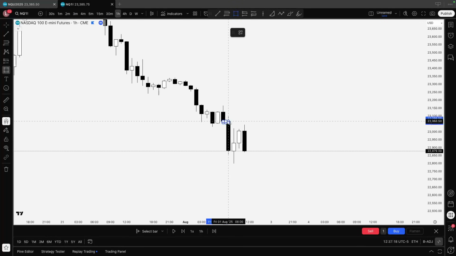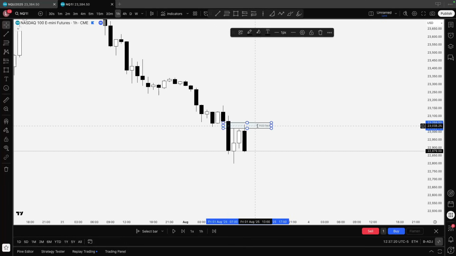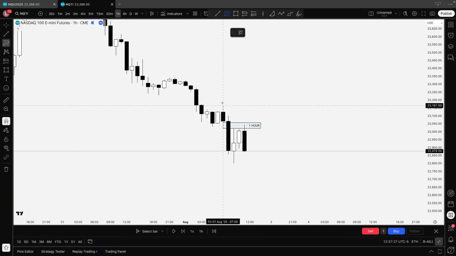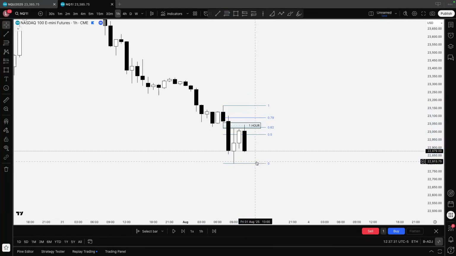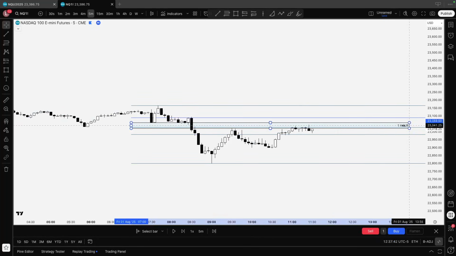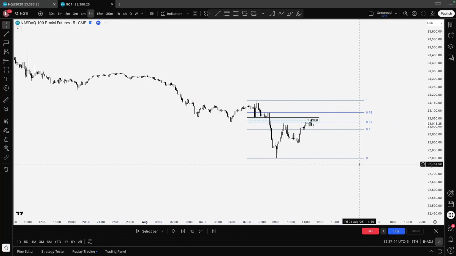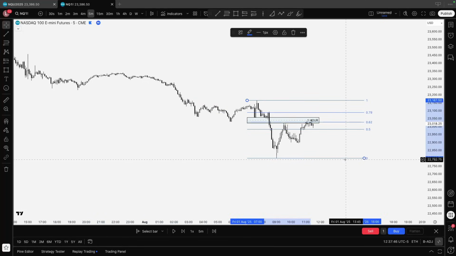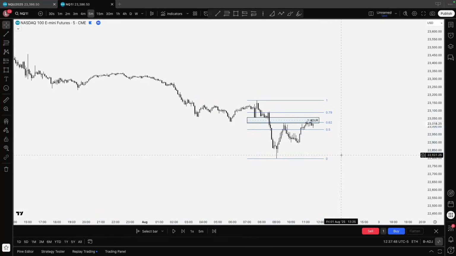Here's a fair value gap that we can see on the 1 hour time frame. Let's mark that. And then let's plot our OTE. So as you can see, we have put in a fair value gap in this OTE range here. Now I'm going to zoom in to the 5-minute time frame. Here's our 1 hour fair value gap, and here is the range that we plotted.